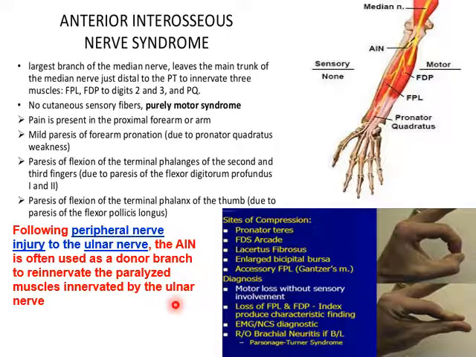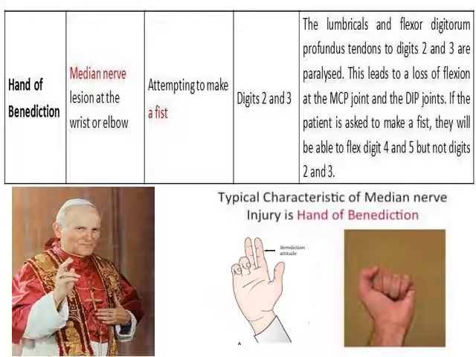Another most important thing to be known is that the anterior interosseous nerve can be used as a graft or a donor branch to re-innervate the paralyzed muscles that are innervated by the ulnar nerve. So now let us see each of these signs, how they are depicted.